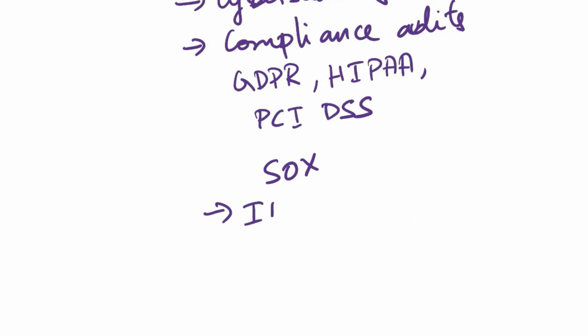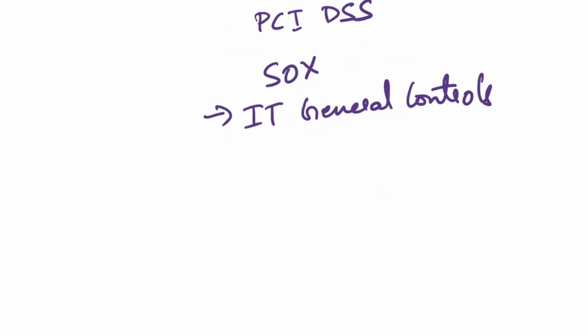Next one is IT General Controls Audit. I have experience in performing IT General Controls audits, which focus on the fundamental controls that underpin an organization's IT environment. These audits assess areas like access controls, change management, data security, backup and recovery processes. The objective is to ensure the overall integrity, confidentiality, and availability of IT systems and data.